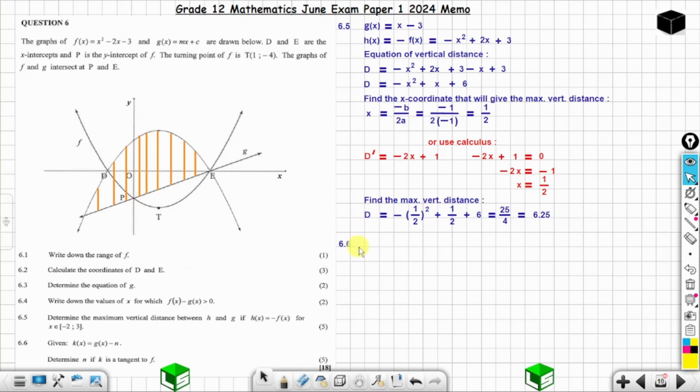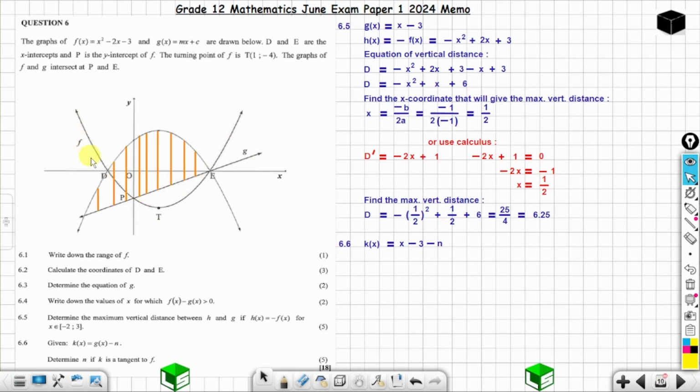Okay, now 6.6 given k of x is equal to g of x minus n. Determine n if k is a tangent to f. So k of x is equal to g of x minus n. Okay, so this is k of x. Determine n if k is a tangent to f. This is f.